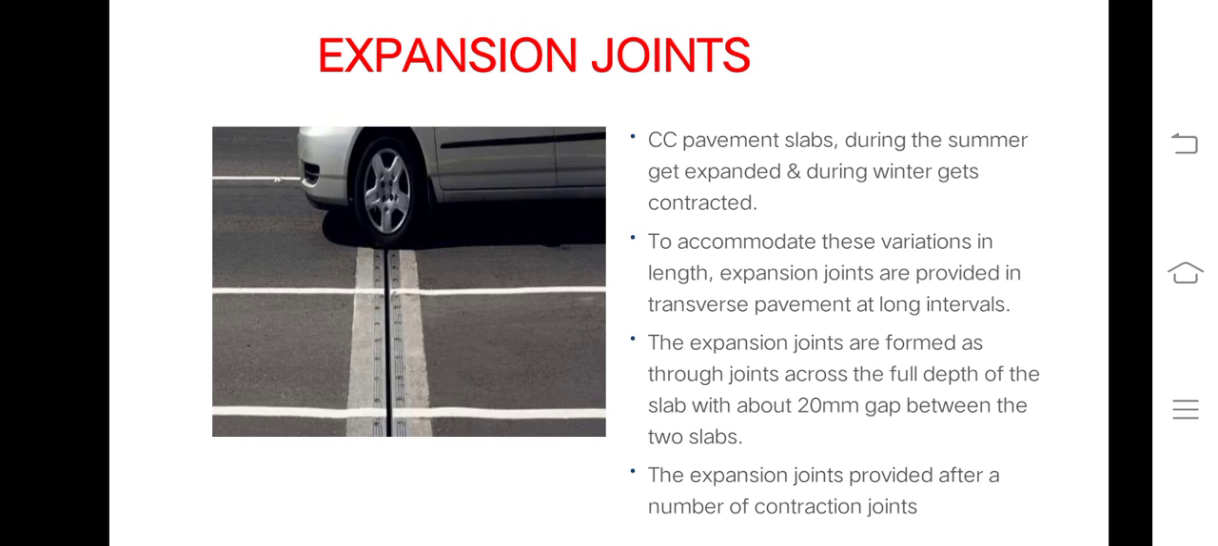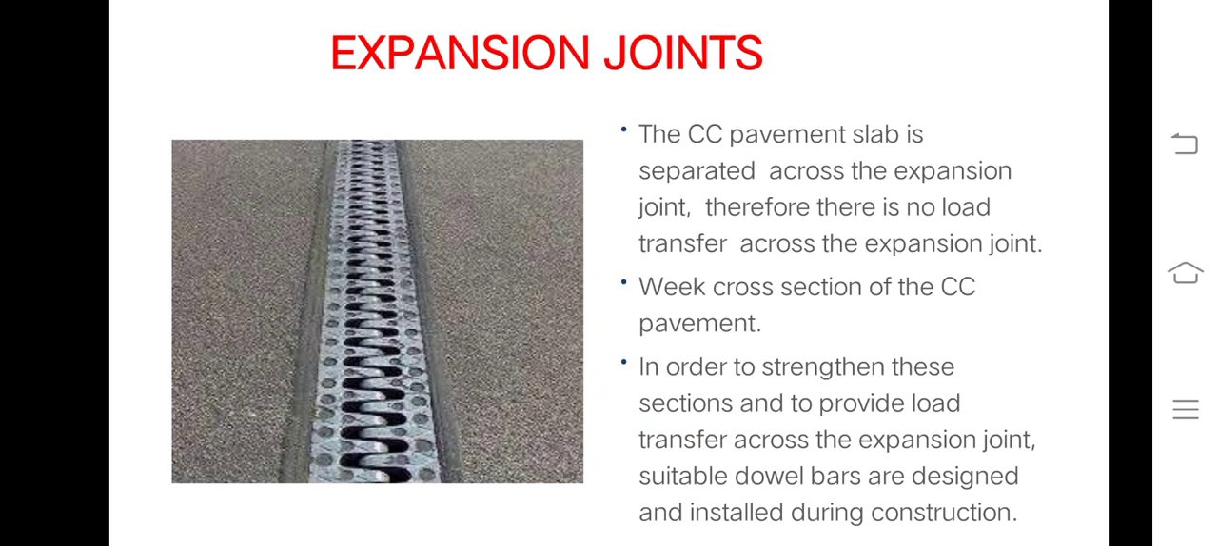The expansion joints are provided in a number of contraction joints. The cement concrete pavement slab is separated across the expansion joint, therefore there is no load transfer across the expansion joint. See the figure. The figure is self-explanatory. These are weak cross sections of a cement concrete pavement. In order to strengthen this section and to provide load transfer across the expansion joint, suitable dowel bars are designed and installed during the construction.